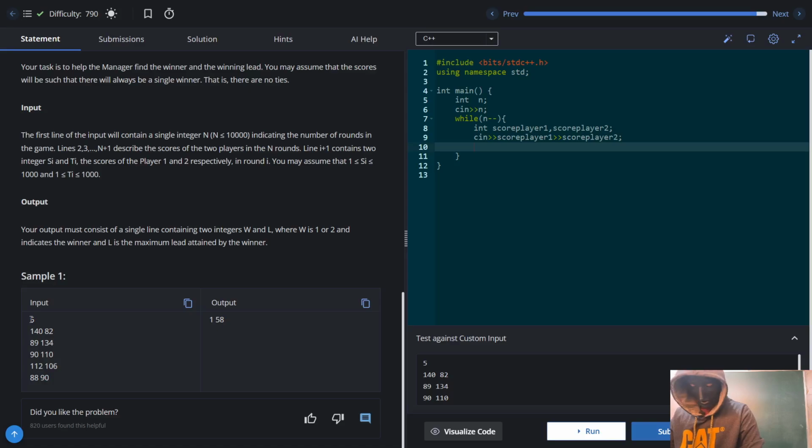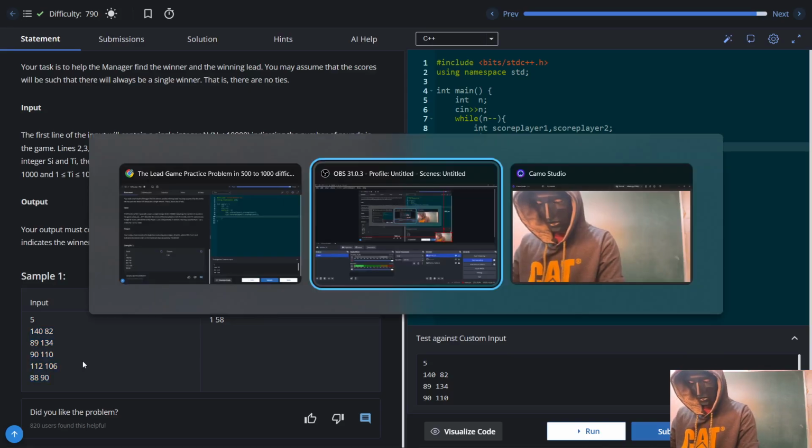So we don't have test cases here. We have a single n, which is 5, like we have 5 rounds, and in the 5 rounds the scores of both player 1 and player 2 are in this way. So let's take this on the board.